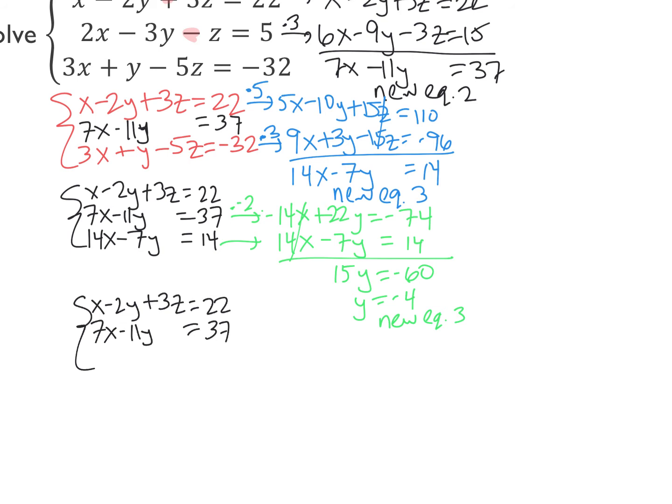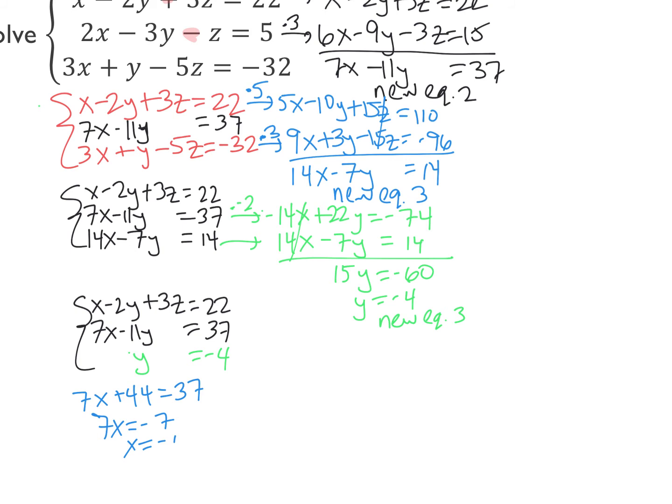And insert my new equation 3. All that's left for us to do is some back substitution. So we'll have 7x, negative 11 times negative 4 is positive 44. Seven x is going to equal negative 7, or x is equal to negative 1.